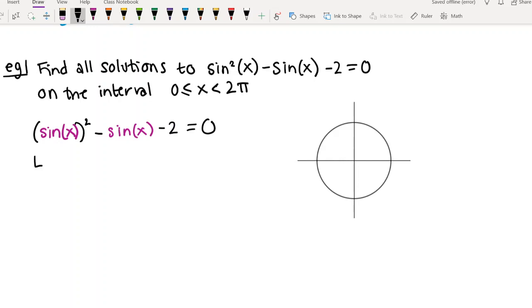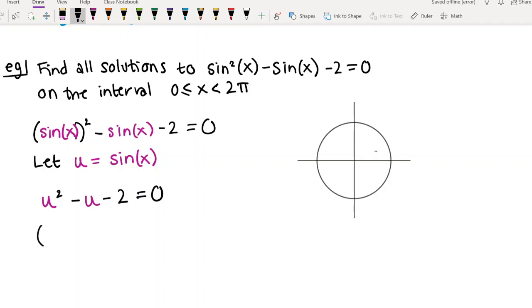And so again, in order to more easily see what it is that we're trying to factor here, we can write the letter u instead of sine of x, and that will help us factor it more easily. So if we rewrite this with a u instead of with a sine of x, we would have u squared minus u minus 2 is equal to 0.